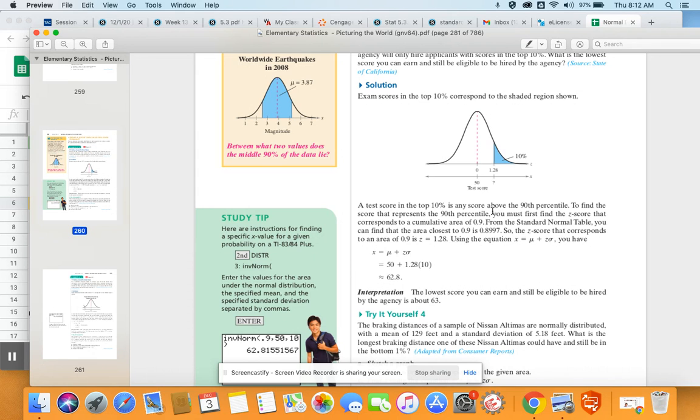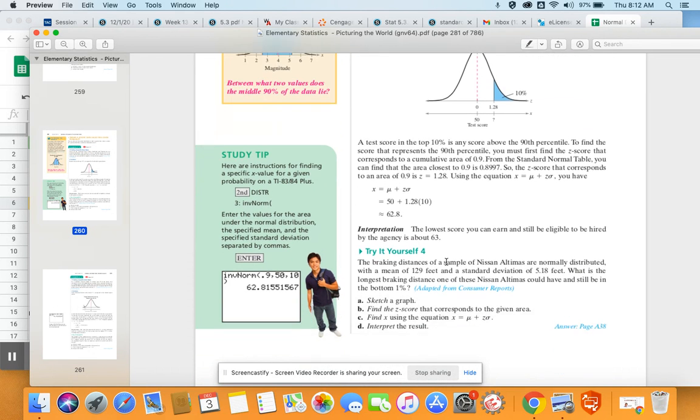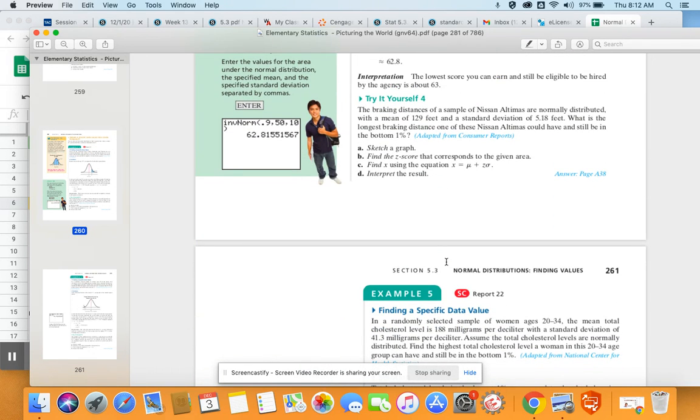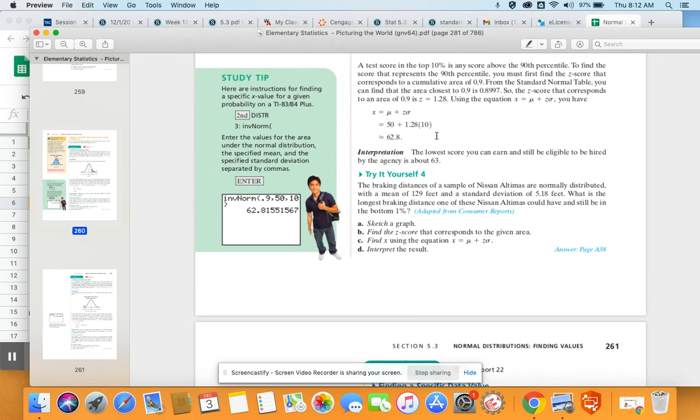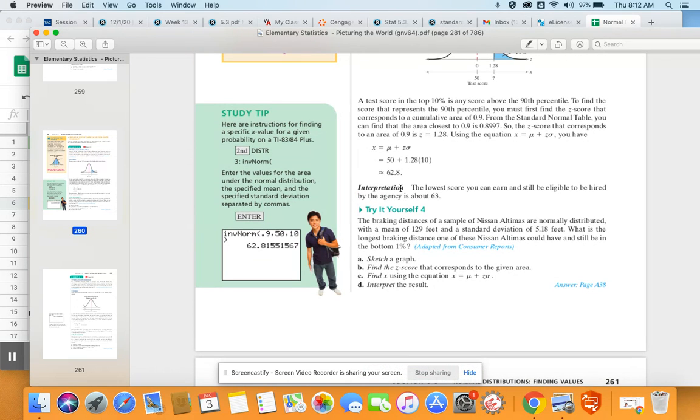We're not going to see a whole lot of problems like that. We're going to see problems like example 4, where we're going to have to calculate the x value directly from the probability or the area. We'll look at try it yourself 4. What is the longest braking distance a Nissan Altima can have and still be in the bottom 1%?